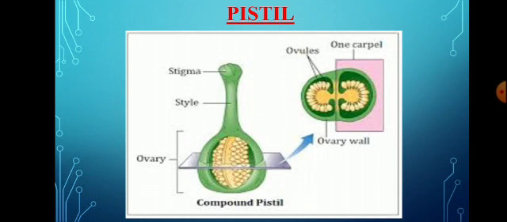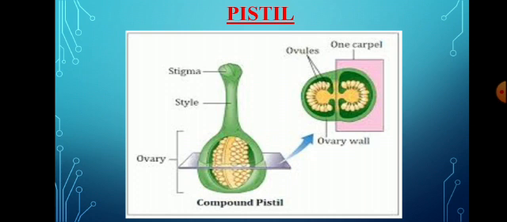The stigma is called the head of the pistil, a small, round and sticky part of the carpel at the top of the style that traps the pollen grains. Okay, stigma, the head of the pistil. The yellow colored pollen grains land on the stigma.